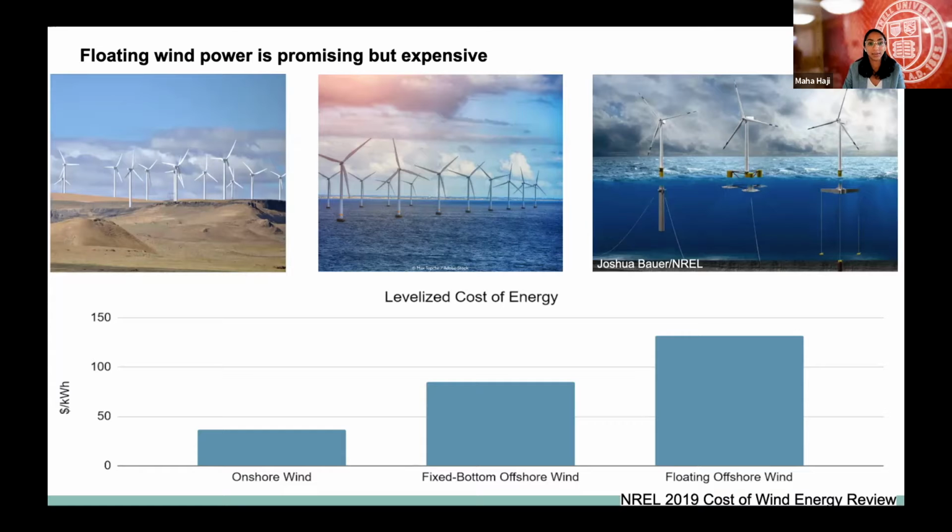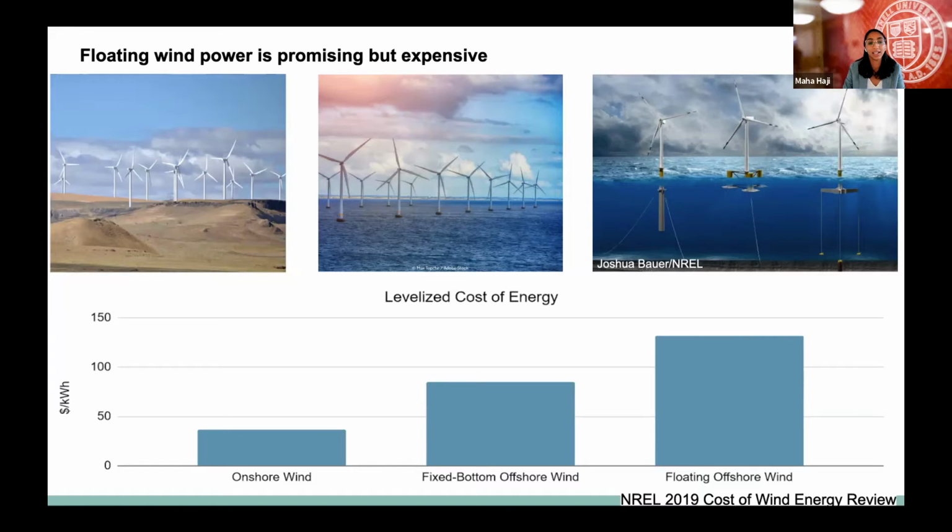Offshore wind is promising because the wind is stronger, steadier, and there's plenty of space. However, it's much more costly the further offshore you go. When ocean depths exceed 60 meters, fixed bottom wind turbines are no longer economically feasible. It is estimated that 80% of the world's available offshore wind resources are located in these deeper waters, in depths of greater than 60 meters.